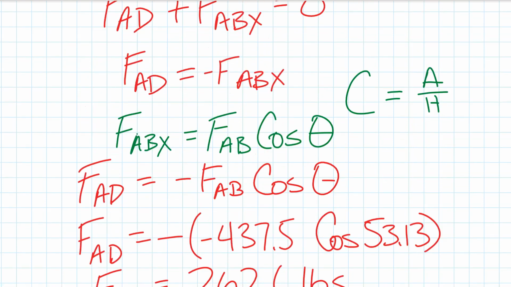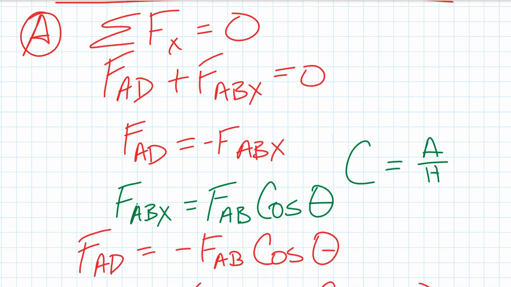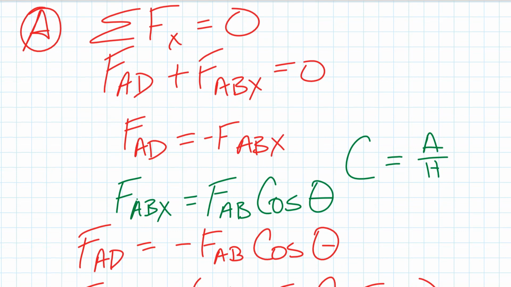All right, so let's rewind and see what I did. I said that the sum of the forces in the X direction is equal to 0. That means the force on member AD plus the force on member AB in the X direction will be equal to 0. And that means that the force on member AD is equal to the negative value of the force on member AB in the X direction.